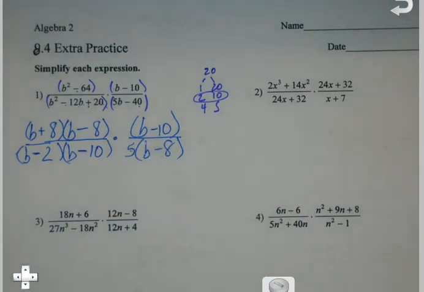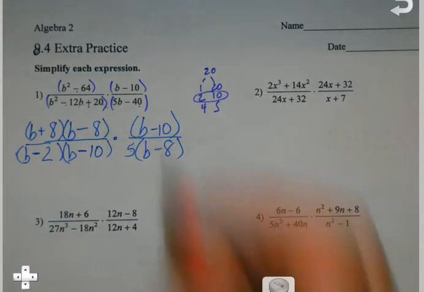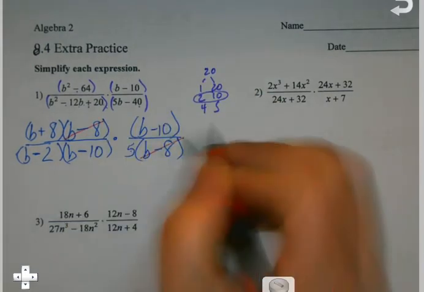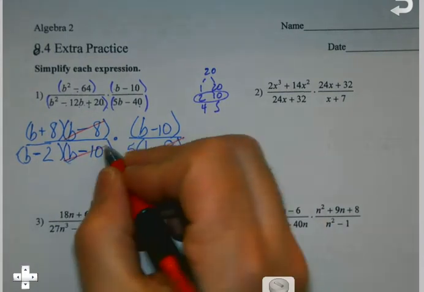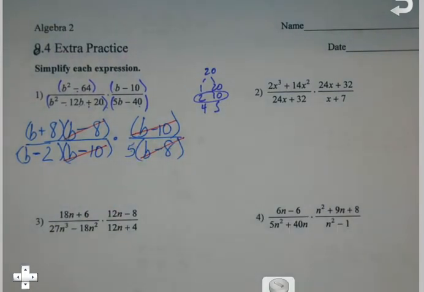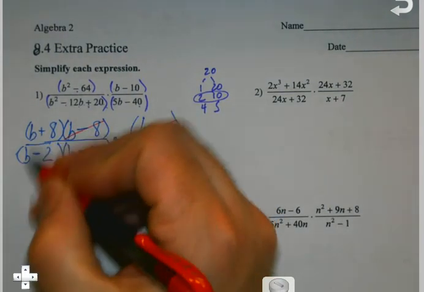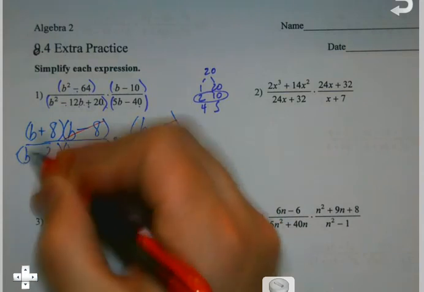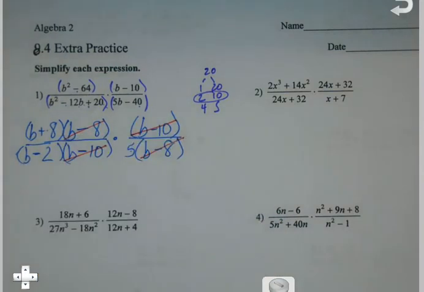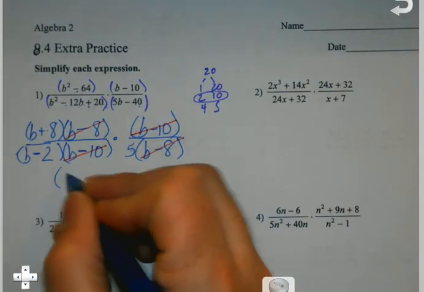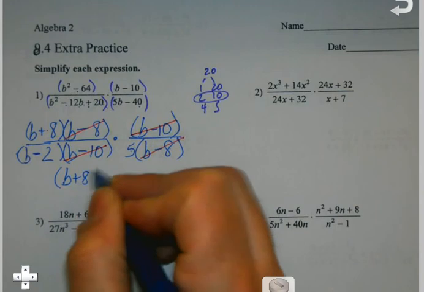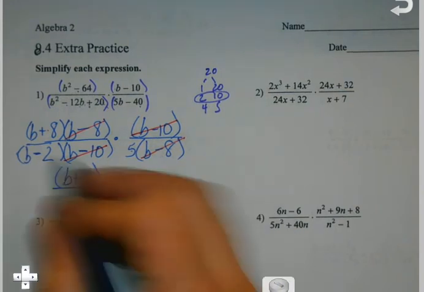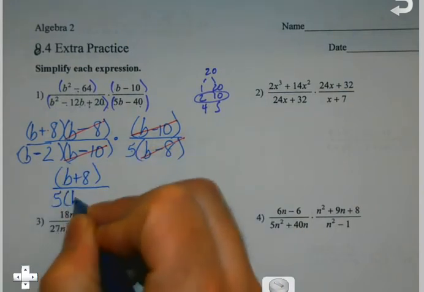Now I can go back in and start looking for things that I can cancel. And again, identical. So the b minus 8s, they could cancel. The b minus 10s, they could cancel. Okay, I cannot cancel these b's over here. Okay, they're bonded. So let's see what I got left. When you think you're done canceling, it's always good to write everything out and see what you've got.